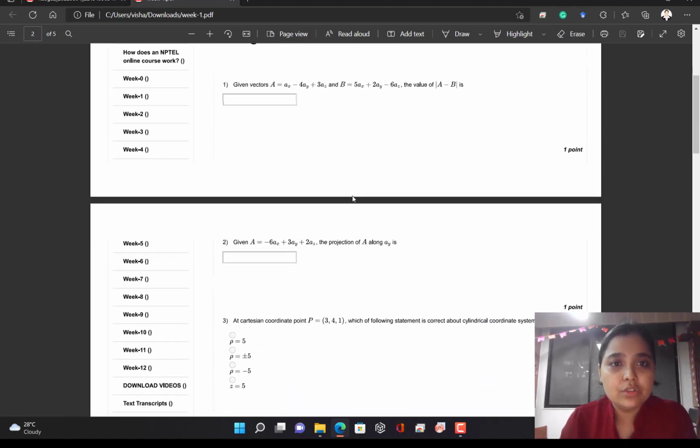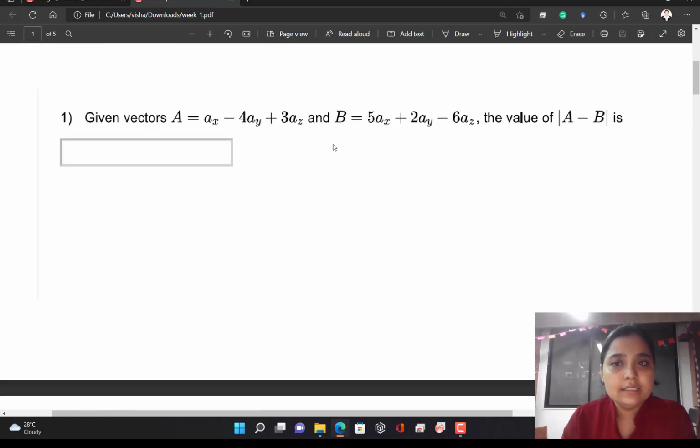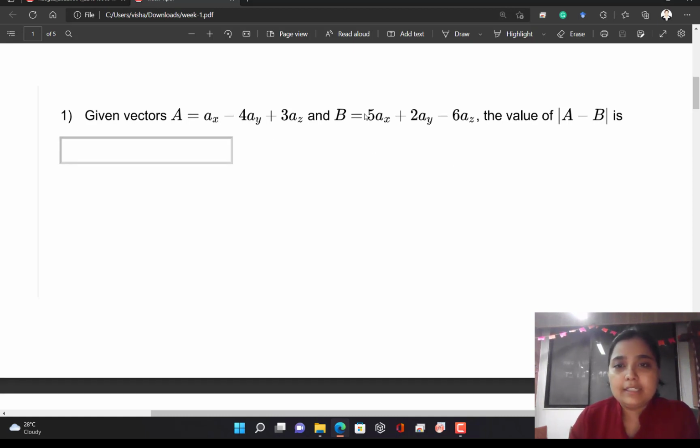Assignment 1, question 1. So the first question here is, given vectors A is equal to ax minus 4ay plus 3az and B is equal to 5ax plus 2ay minus 6az, find the value of modulus of A minus B. Alright. So it's a simple vector subtraction question. Two vectors are given to you and you have to subtract them, and then you have to find the magnitude of the subtracted vector.